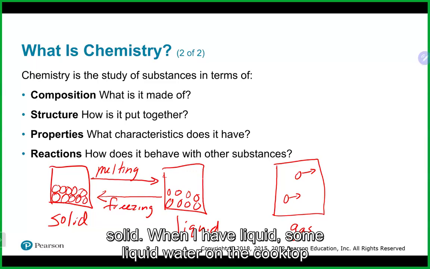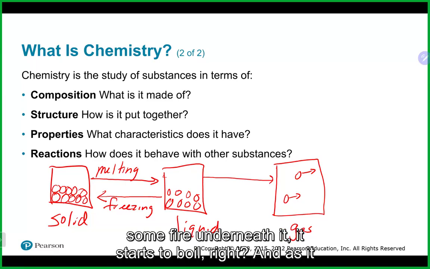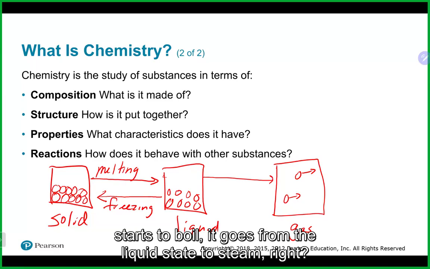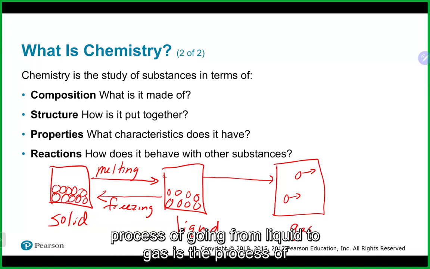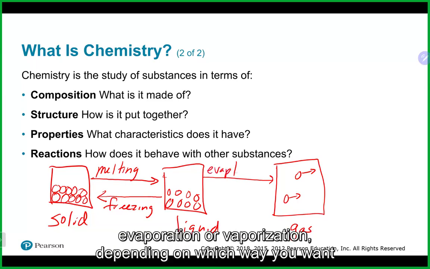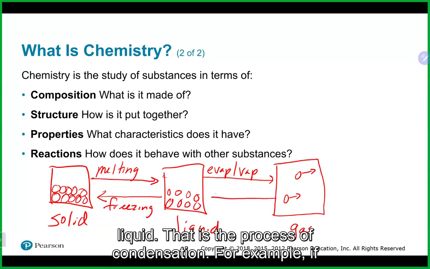When I have some liquid water on the cooktop there, I want to make a little pasta for dinner, right? I put some fire underneath it. It starts to boil, right? And as it starts to boil, it goes from the liquid state to steam, right? All that steam you see coming off of the water in the pot. The process of going from liquid to gas is the process of evaporation or vaporization, depending on which way you want to do that. And what happens when we go from gas back to liquid, that is the process of condensation.